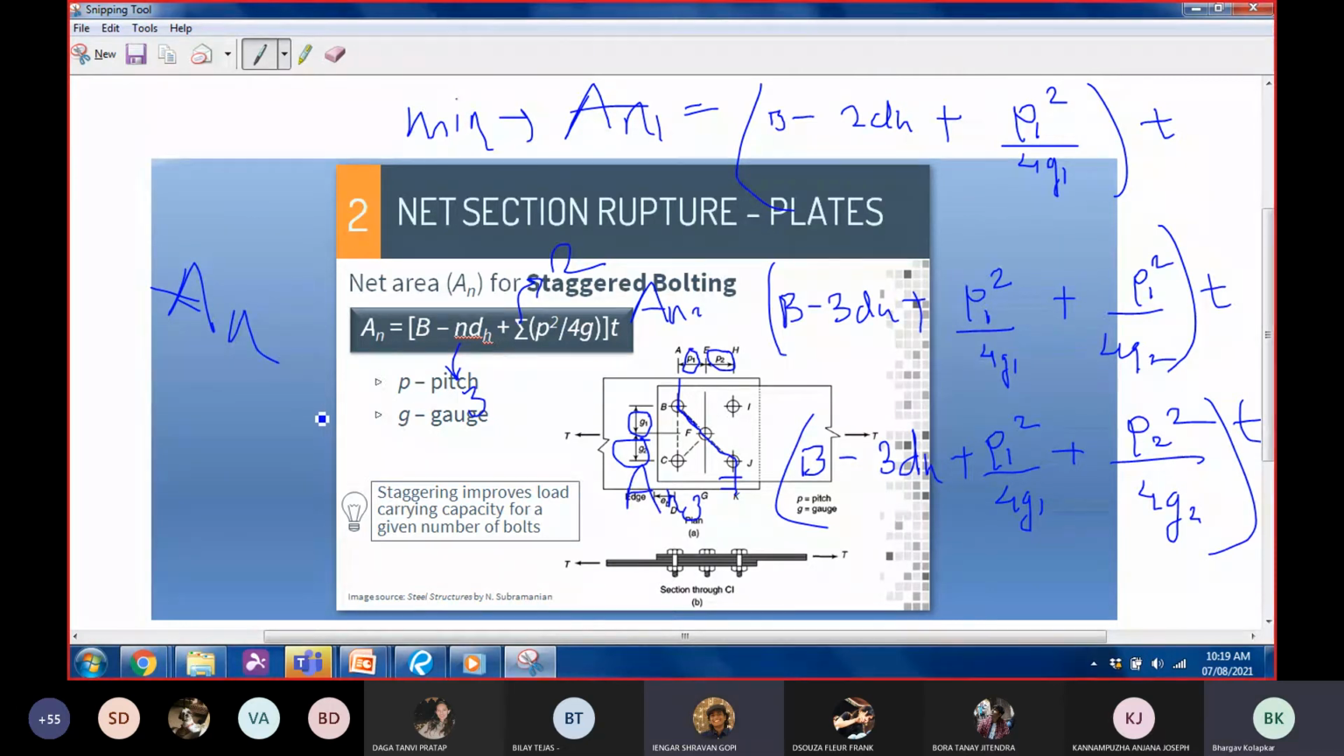Sorry, Bhargav, but just a clarification. So this shortest path is also automatically the weakest path, right? Yes. The shortest path is the weakest path, and you will expect net section rupture along that path.